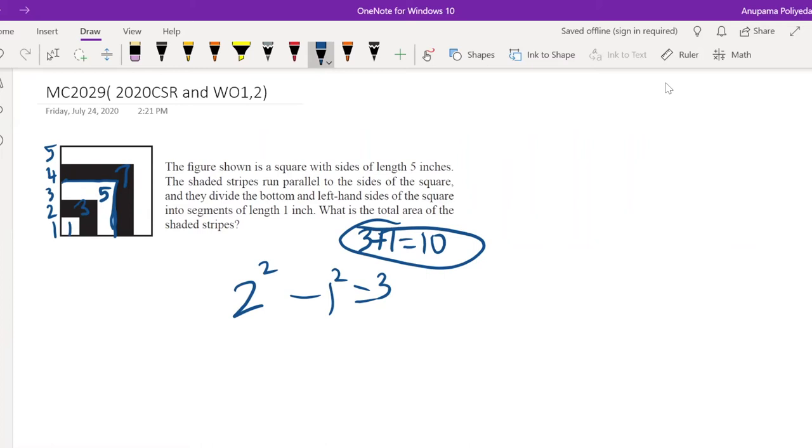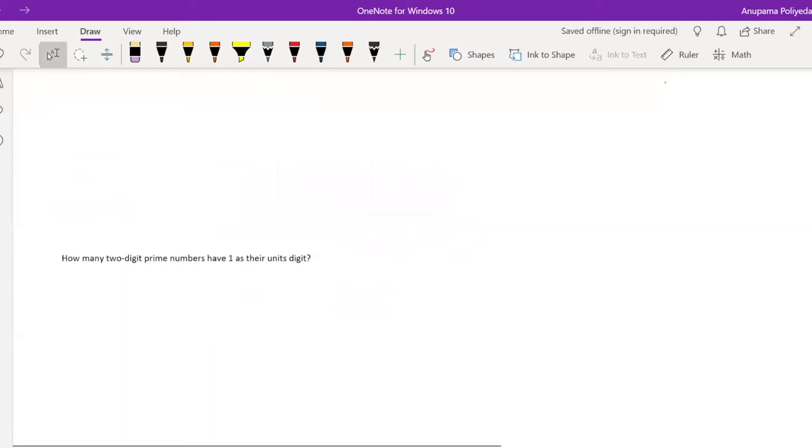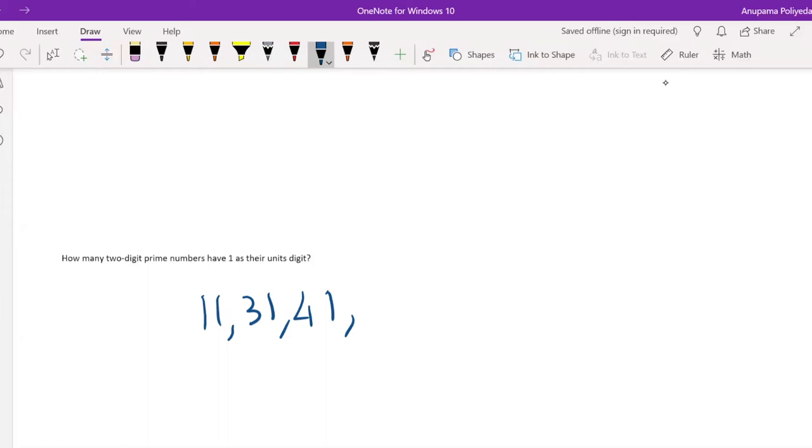So, does anyone have any questions about this? No. All right, so for number 17, what was everyone's answer? Five. So what are those numbers? 11, 31, 41, 61, 71. So the numbers are 11, 21 isn't prime, 31 is, 41 is, 51 is 17 times 3, so that's not prime, 61 is, 71 is, 81 is not, and 91 is 13 times 7. So the answer is 5 two-digit prime numbers that have 1 as the unit digit.